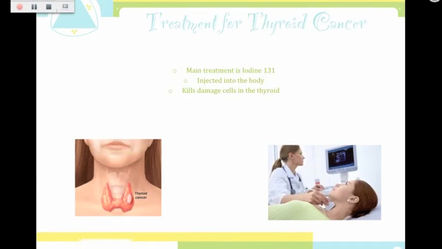Iodine-131 is used to treat thyroid cancer. When the isotope is injected into the body, the radiation targets the affected area. The radiation destroys all the tissue that is affected by cancer. This will kill all the damaged cells in and around the thyroid.